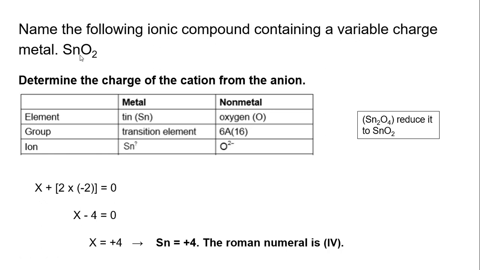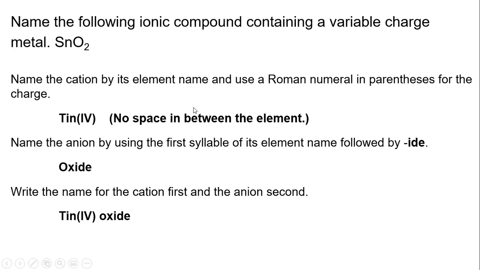It's tin-4. So the next thing we want is to write it out. So we write it out. And then oxygen is now oxide. So this is tin-4 oxide.